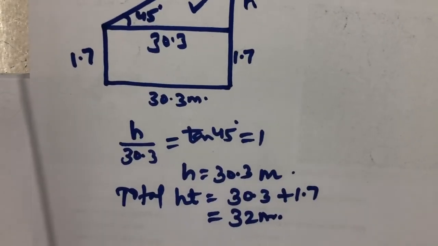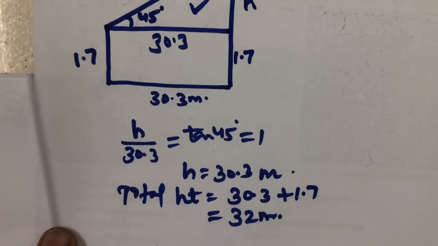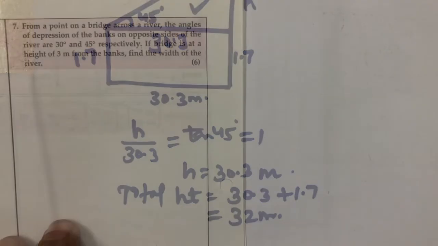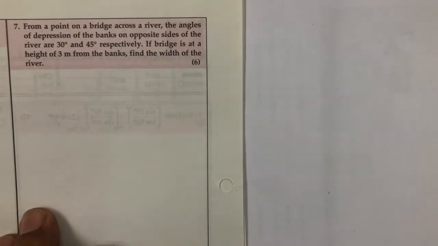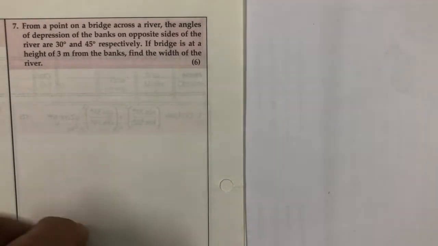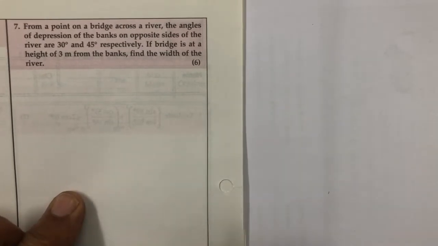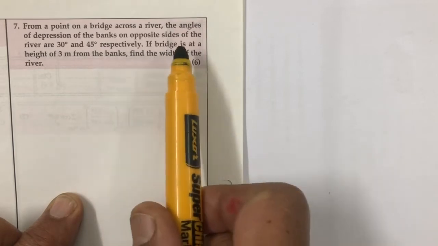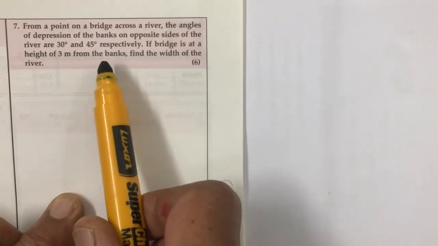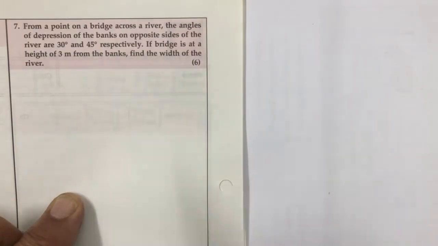In this simple way, we can solve it and get the final answer. So, one more question. From a point on a bridge across a river, the angles of depression of the banks on opposite side of the river are 30 and 45 degree respectively. If the bridge is at a height of 3 meters from the bank, find the width of the river.